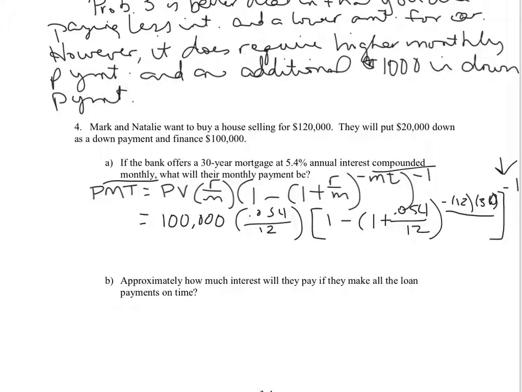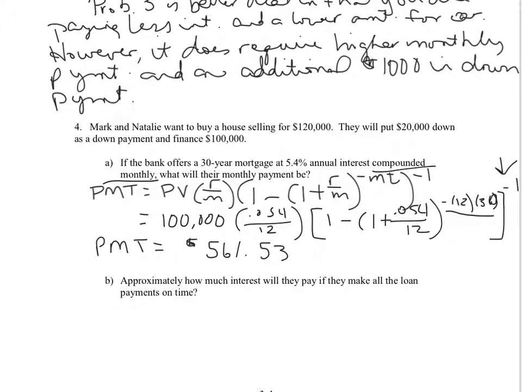Now multiply that times, in parentheses, your 0.054 divided by 12, and then multiply that times 100,000. That should give you a monthly payment of $561.53 when it is rounded to the nearest cent. That is how a mortgage company will calculate what your monthly payment needs to be.